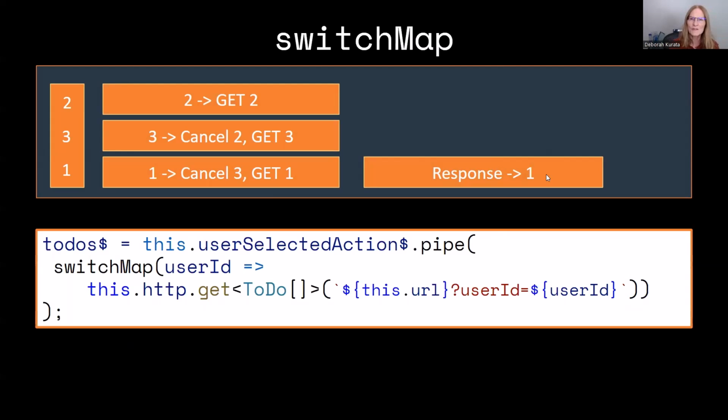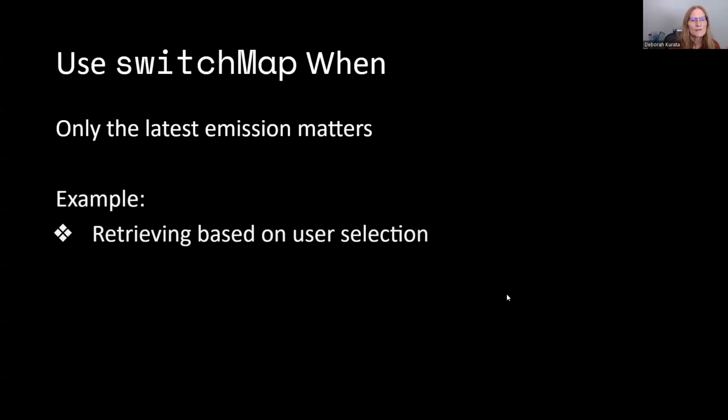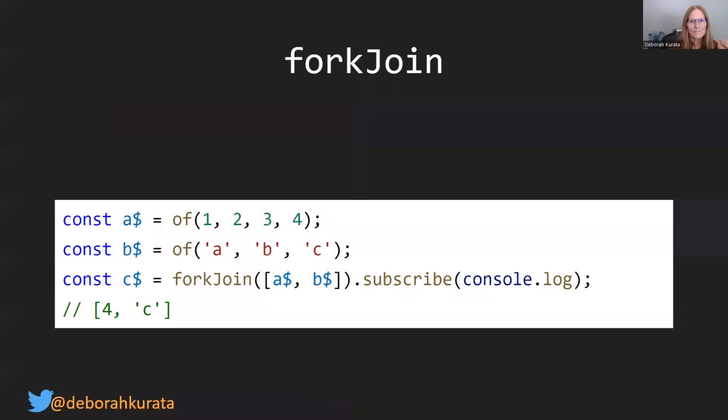So in this case, switch map is the best practice. Use switch map whenever only the latest emission matters. So for example, retrieving based on a user action. It's also really great for type ahead functionality. Now let's look at another three of them: fork join, combine latest, and zip.